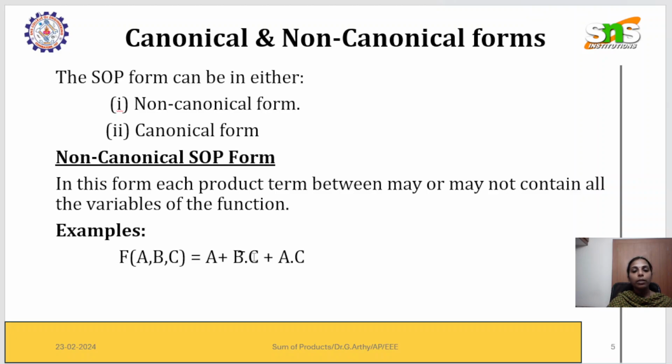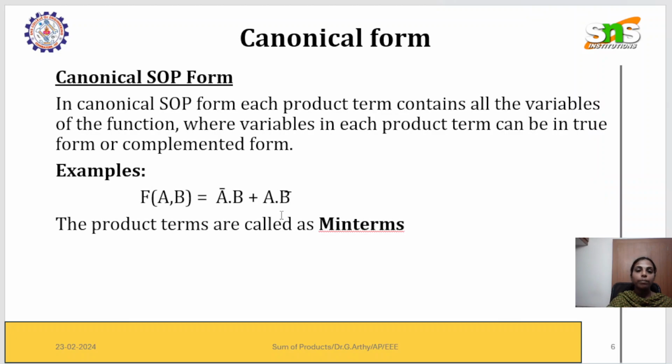So see, if you consider this expression, here this expression is a function of three variables A, B and C. Here, we have three terms, right? This term 1 has only the variable A. It does not contain the other two variables B and C. In such a way, if all the terms do not contain all the variables, then we call it non-canonical form. So in this form, each product term may or may not contain all the variables of the function.